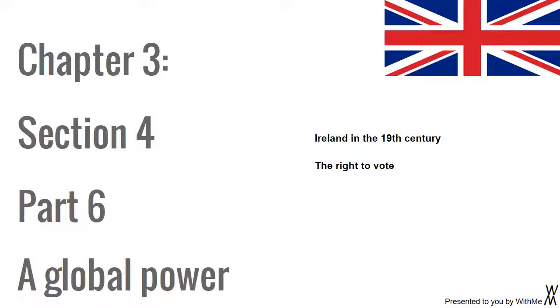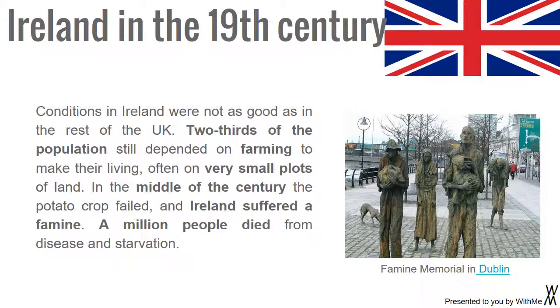A Global Power. Ireland in the 19th century. The right to vote. Ireland in the 19th century. Conditions in Ireland were not as good as in the rest of the UK. Two thirds of the population still depended on farming to make their living, often on very small plots of land. In the middle of the century the potato crop failed, and Ireland suffered a famine.